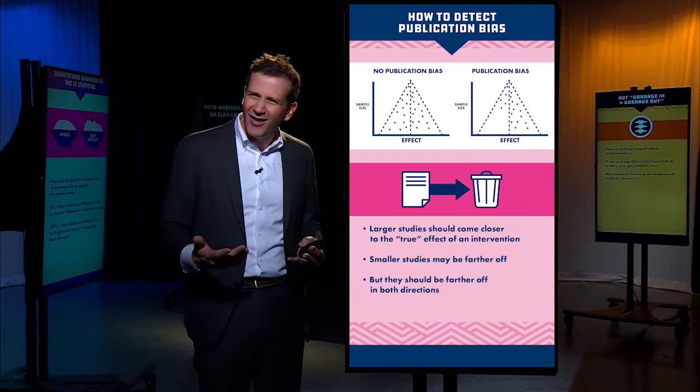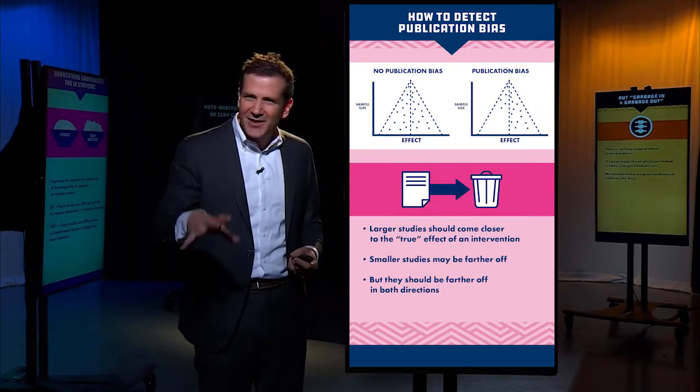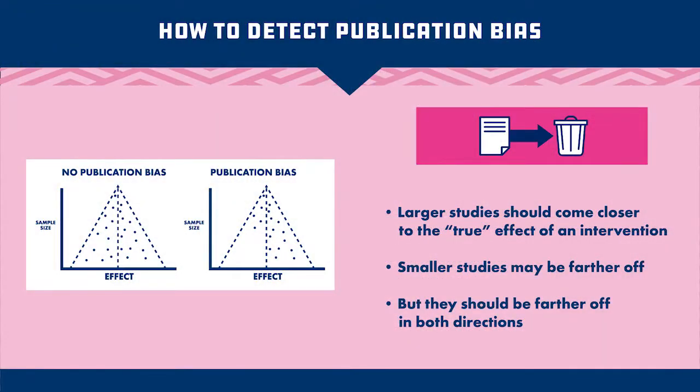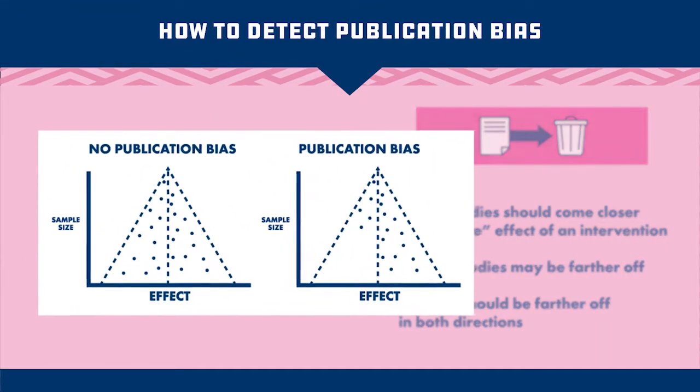So can we tell that we're missing negative studies? And the answer actually is that we can. And so I want you to look at the left here. And what you see is on the x-axis is the effect of an intervention. That dotted line is the true effect, okay? The Platonic ideal of truth effect. And on the y-axis, we have the sample size.